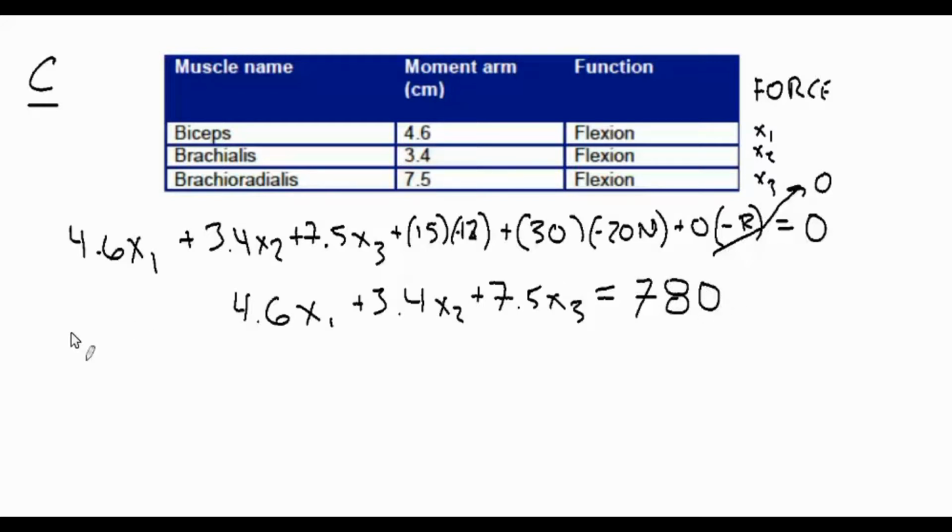And that is the algebraic description of our moment equilibrium conditions, in the form that math programmers like to talk about. They like to talk about x's on the left hand side, and a constant on the right hand side.